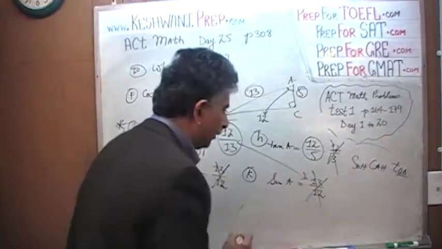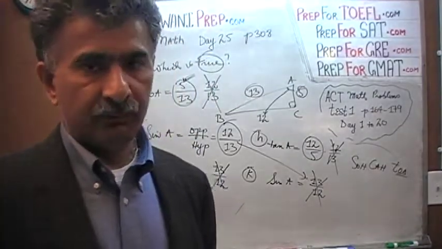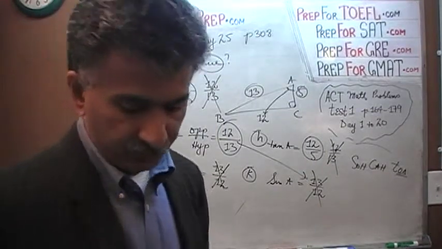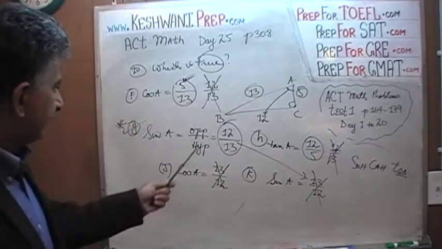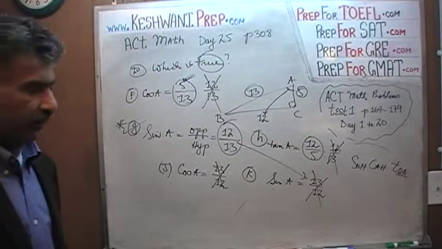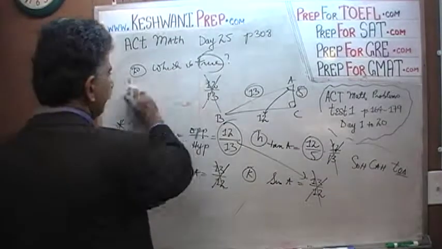They give us the reciprocal of the correct answer to catch those people who are not attentive, who are not paying attention. You must concentrate, you understand? Otherwise you're going to end up making some silly mistakes. You must pay attention. Sine is opposite over hypotenuse, not the other way around. That was it, number 20. Let's move on to number 21.